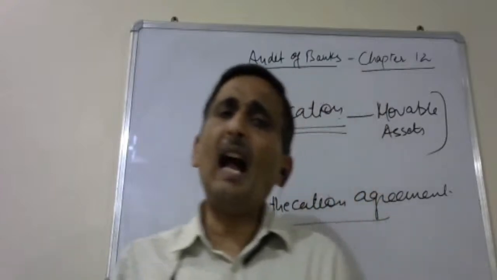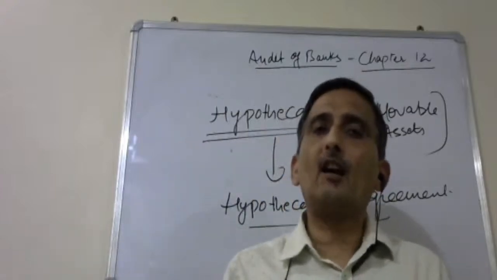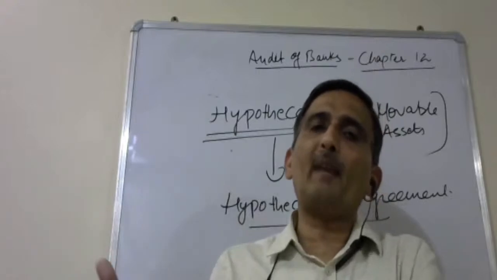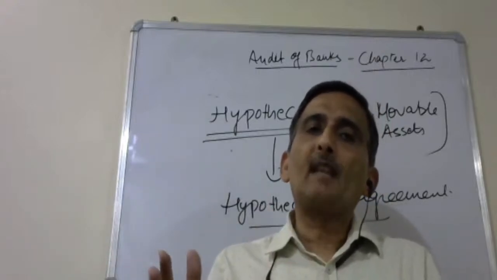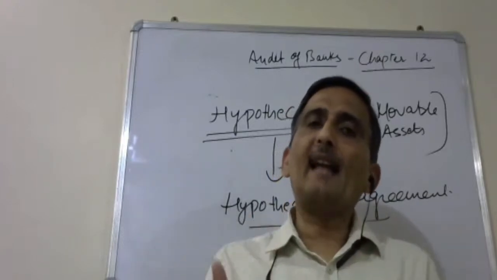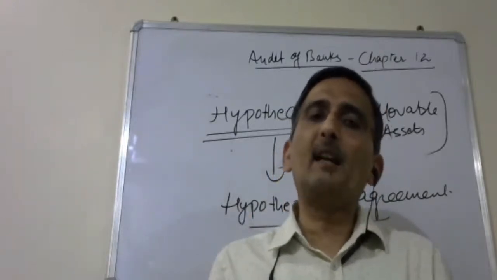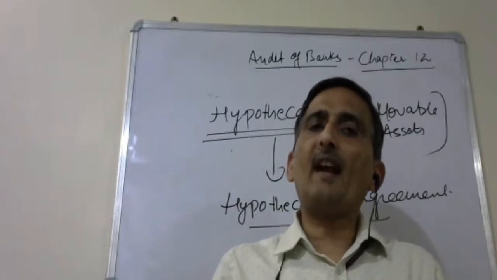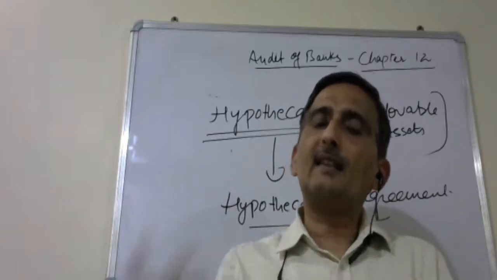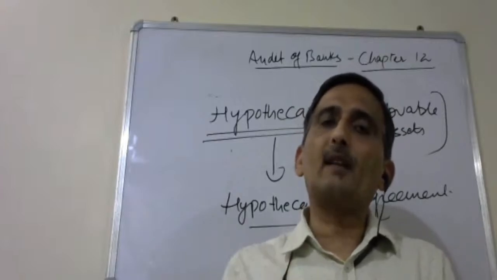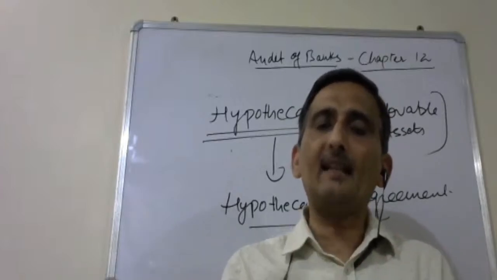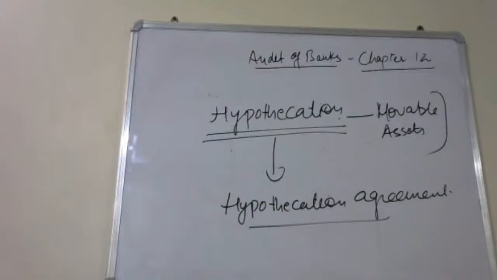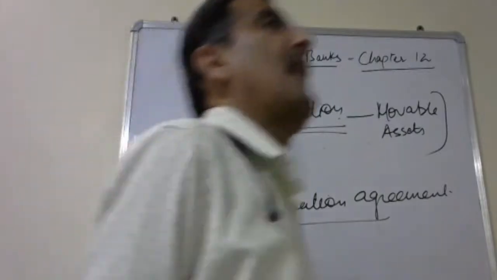Another term is set off. What is set off? Set off basically means that if I have taken a loan from the bank and there is a debit balance in my loan account, the bank has the right to adjust that debit balance from a credit balance in any other account. If I have a credit balance in some other account, the bank has a right to adjust the debit balance of the loan account from the credit balance in other accounts. Is that clear?